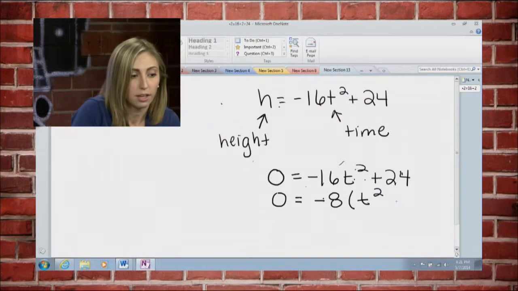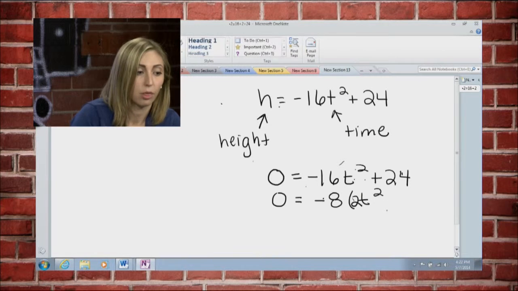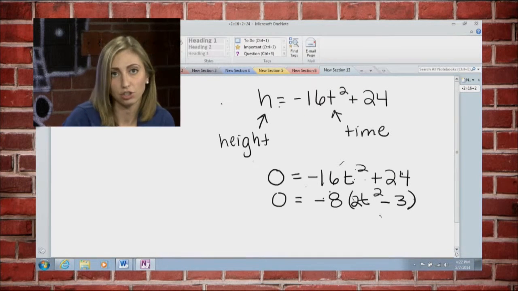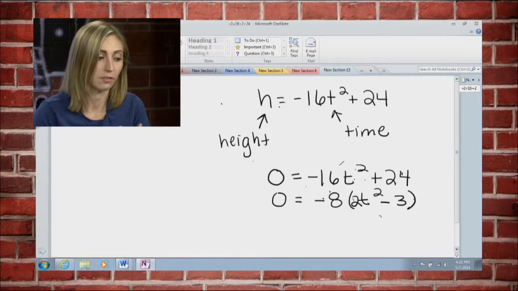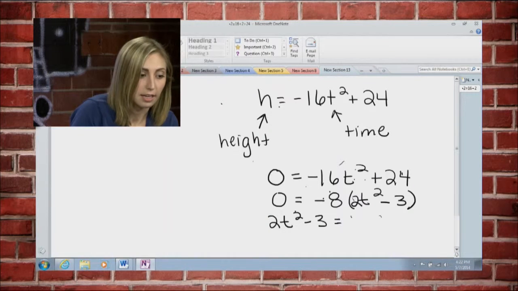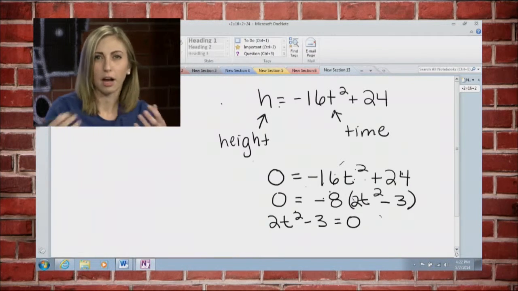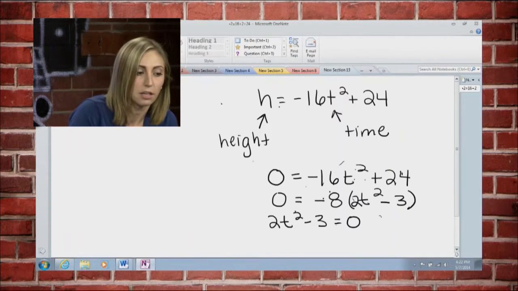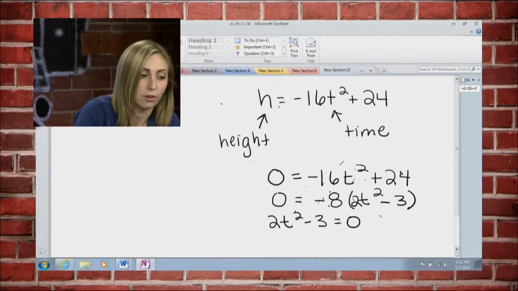And then I'm left with 2t squared minus 3. And then from there, to solve, you want to set each factor of that equation equal to 0. So I'm going to take this 2t squared minus 3 and set it equal to 0. I could also set the other factor, which was negative 8, equal to 0, but that doesn't give us any answers for our t's, for our time.